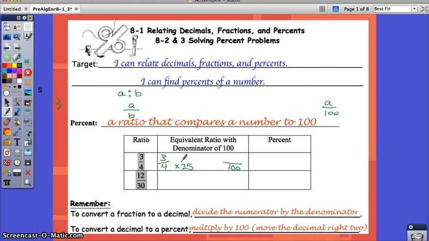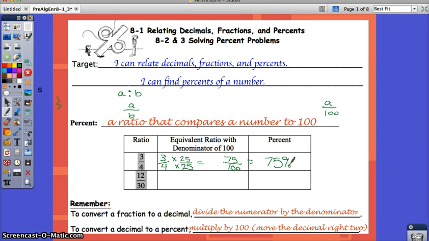As long as whatever you multiply the bottom by, you multiply the top by, this is really a fraction that's equivalent to 1. So as long as you multiply both the numerator and the denominator by the same number, you're not changing the fraction, just finding an equivalent form. These are similar ratios, remember that? So 3 times 25 is 75, 4 times 25 is 100. Once you have your ratio out of 100, this is 75%.